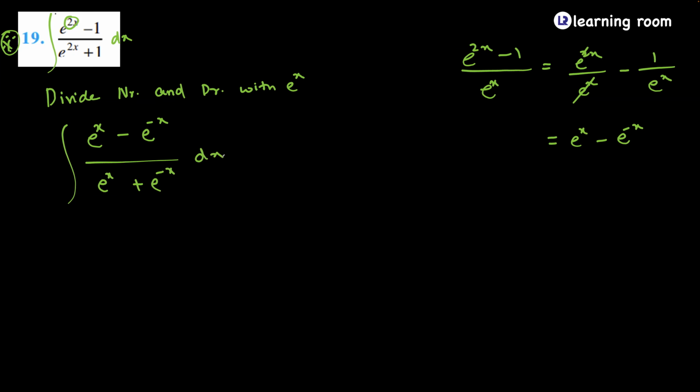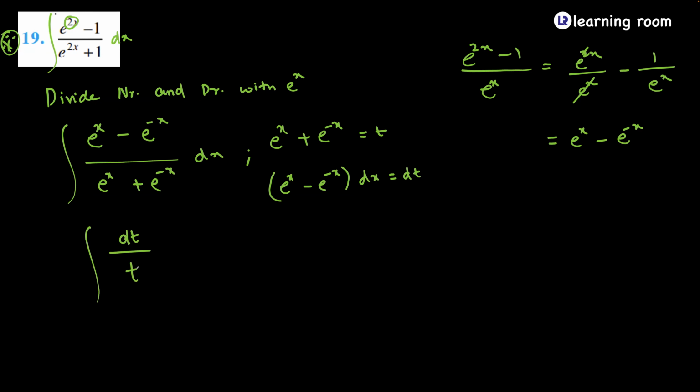Now, if you observe, if you substitute this e power x plus e power minus x as t, then the numerator will become dt. Okay. Now, if you see e power x plus e power minus x, if I put it as t, then it will be e power x minus e power minus x dx is equal to dt. So integral of e power x minus e power minus x dx is dt divided by t. So what will you get? Log of mod t plus c, but what is t? So e power x plus e power minus x plus c. This will be the answer.